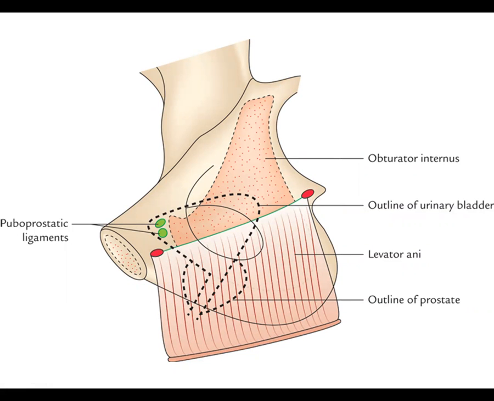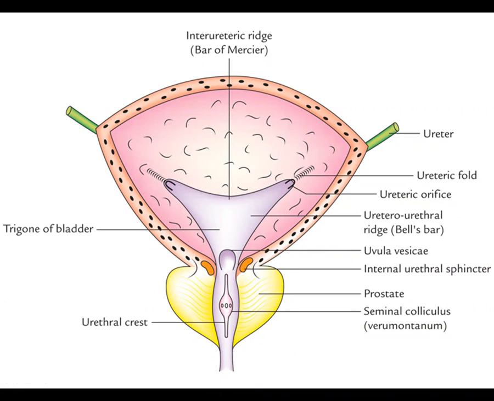So here again you can see this is the obturator internus muscle and levator ani muscle on which this urinary bladder lies, and these ligaments are attached to it. So all this gives support to the urinary bladder. Now let's see the interior of urinary bladder.